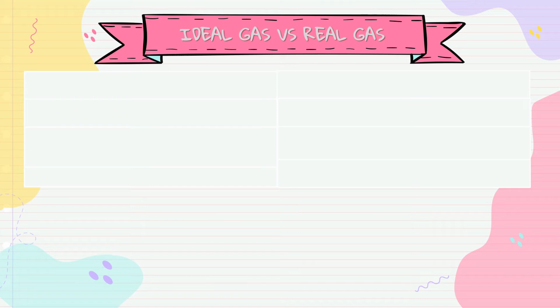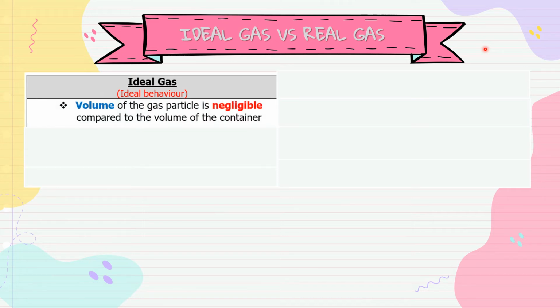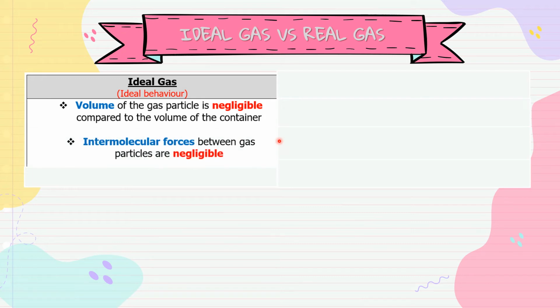For exam purposes, okay, yang paling penting yang awak kena faham adalah at this particular slide. Okay, the ideal gas versus the real gas. Okay, comparison antara ideal gas dengan real gas. So, first, ideal gas maksudnya dia ada ideal behaviour. Okay, kita akan kata volume of the gas particle is negligible compared to the volume of container. Kemudian untuk ideal gas kita akan kata the intermolecular forces between the gas particles are negligible. Dan ideal gas akan obey the ideal gas equation.